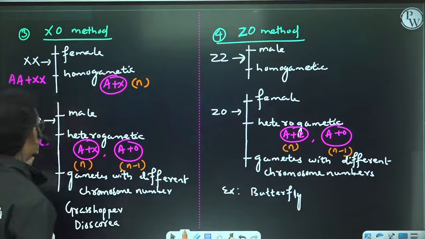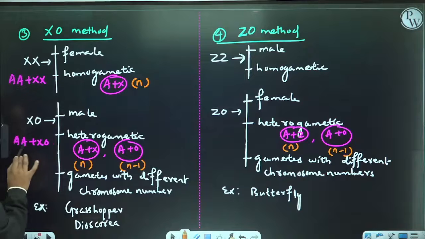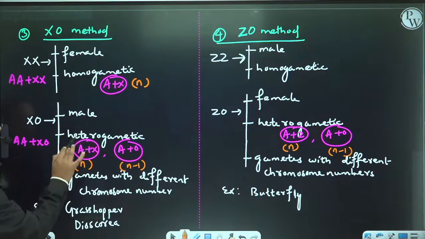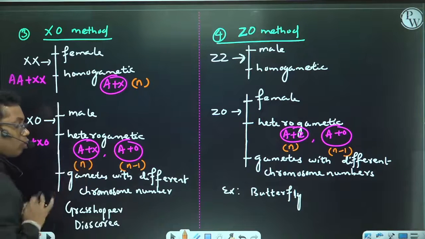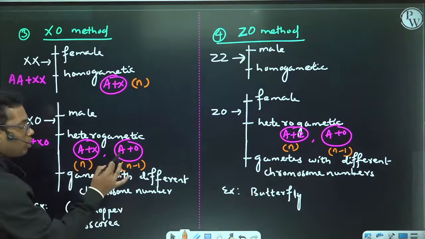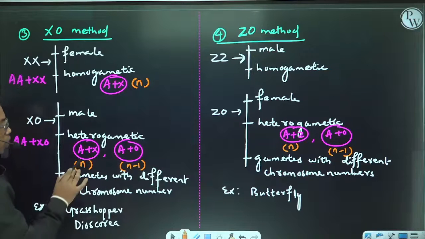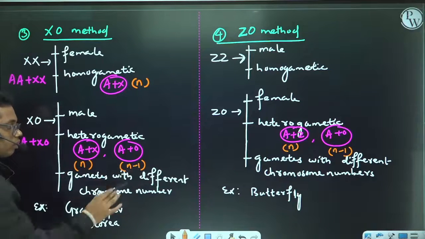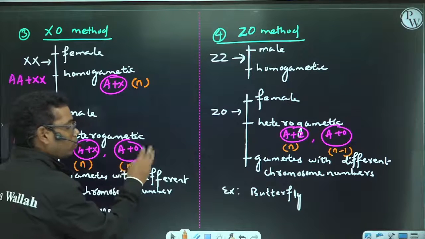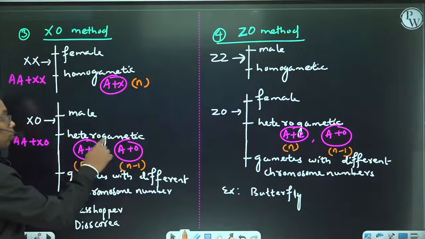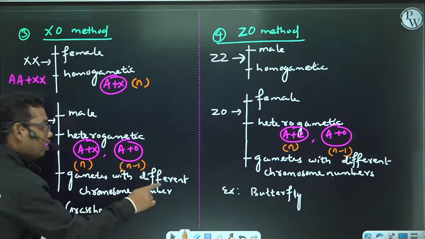But if the individual is having two autosomal sets and only one X chromosome, that will be male and that will be heterogametic. One gamete will contain one autosomal set and one X chromosome. Another gamete will contain only the autosomal set but no sex chromosome. So this is haploid and this is N minus 1. You can see here one has one more X chromosome, one chromosome extra, and this is having one chromosome less. That is why the male is heterogametic and the gametes are having different chromosome numbers.